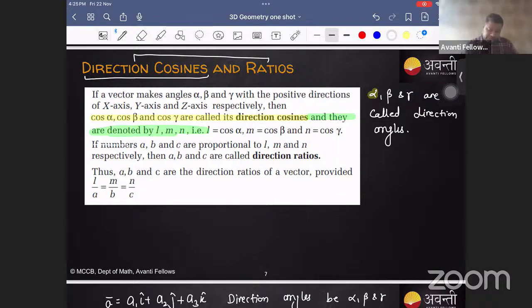So if numbers A, B, C are proportional to L, M, N respectively, then A, B, C are called direction ratios. Got it? So if A, B, C are direction ratios and L, M, N are direction cosines, their proportion will be final and constant.